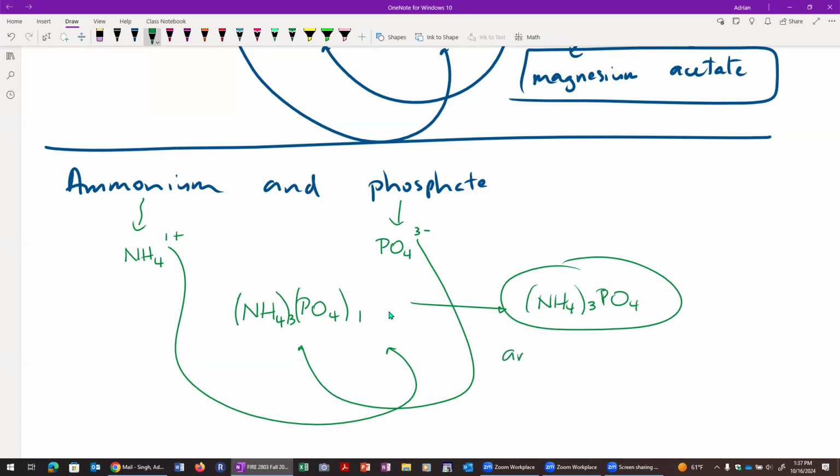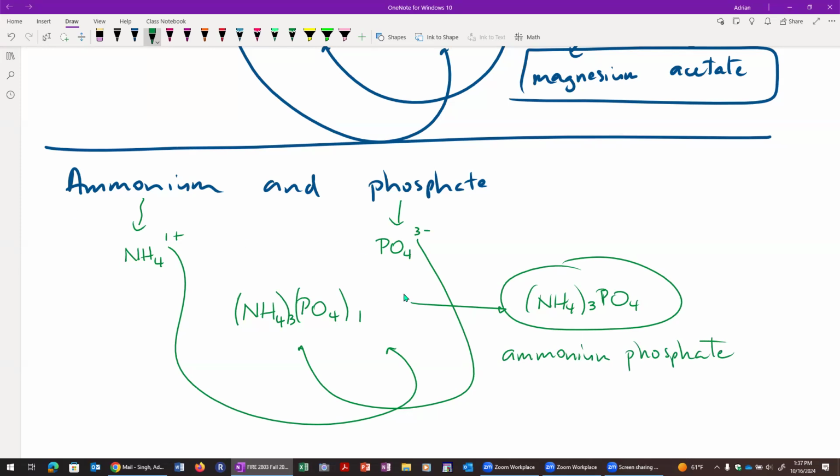And when you name it, just like you write it, cation name first, that's ammonium. We don't change that name. And then the polyatomic ion, we, again, don't change that either. So PO4 is just phosphate. So ammonium phosphate would be the name for this combination that we have.